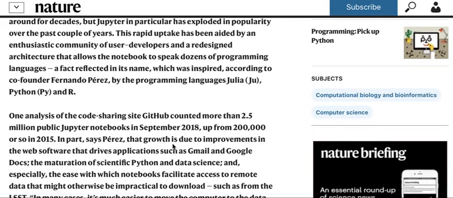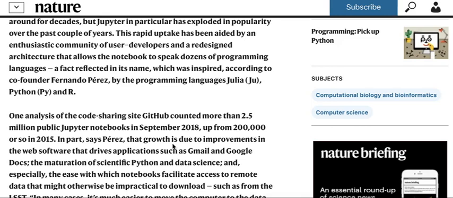The first is that it's easier to understand a notebook because you can see what's happening. And probably the second reason is self-perpetuating. As there are more notebooks, there are going to be more notebooks.